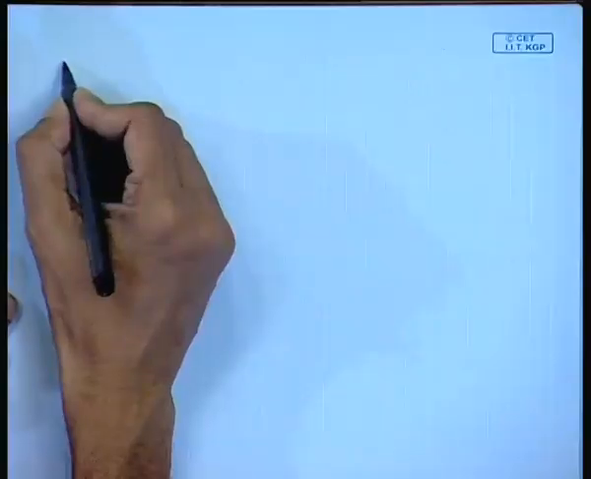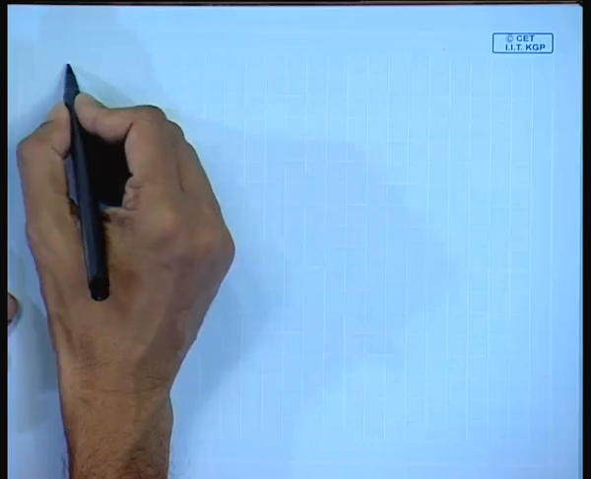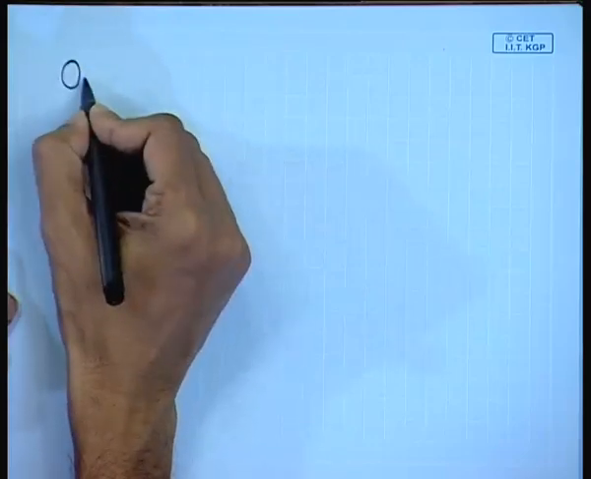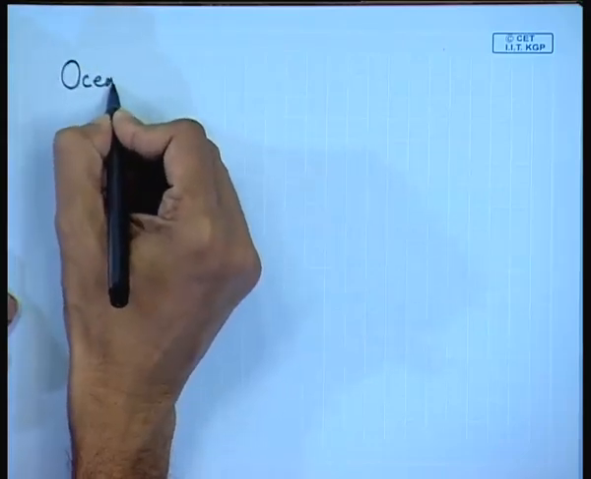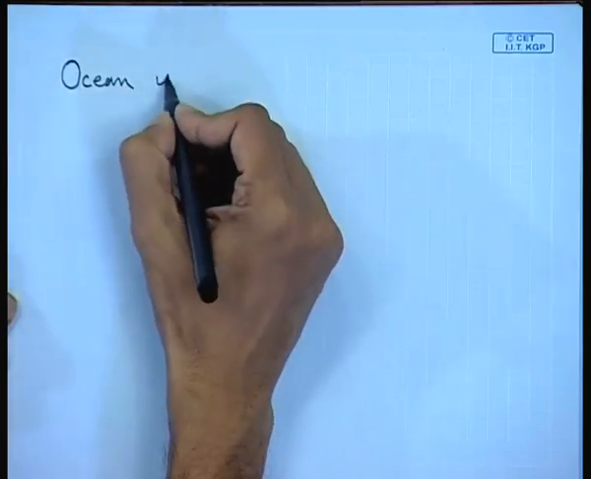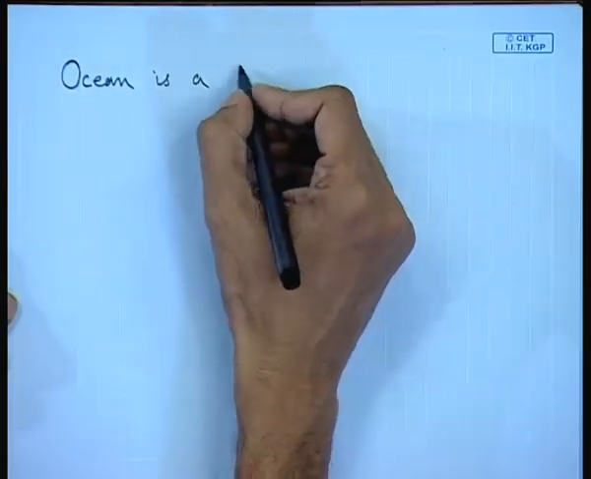Now, compared to this, the average depth of the oceans is hardly 3 to 4 kilometers. So, the ocean is basically a thin film of water.